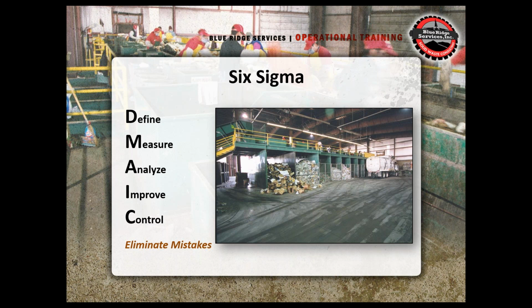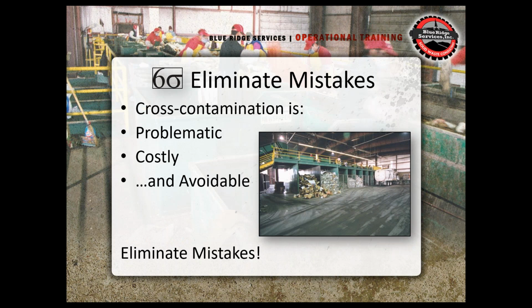If you have to rerun material, re-clean material, or rerun and do a negative pick after your first pass, those are mistakes. If you end up with a lot of contamination in your final product, that's a result of some mistakes in your system. Six Sigma works to eliminate that. Cross-contamination, for example, is a problem. It's costly, and it's generally avoidable.